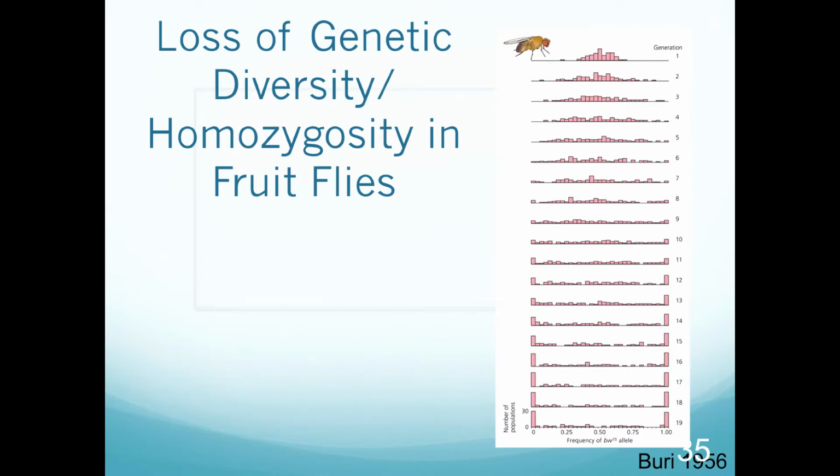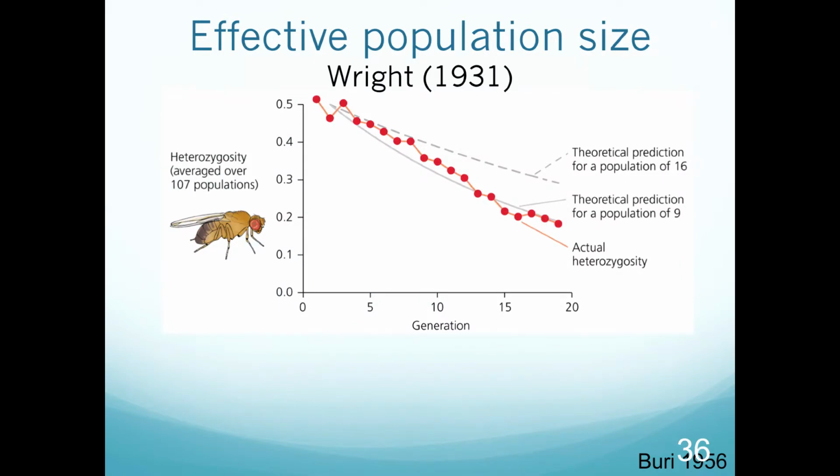So if you remember the experiment by Buri, those fruit flies were changing in their allele frequencies and becoming fixed for one allele or the other. The rate at which genetic drift occurred in those populations was similar to what you would expect for a population of 9 individuals. If we follow the empirical data and we take that equation that I showed you earlier and outline our expectations for how quickly heterozygosity should be lost, they were losing their genetic diversity at the rate of a population of 9, when in fact the true population sizes were 16.